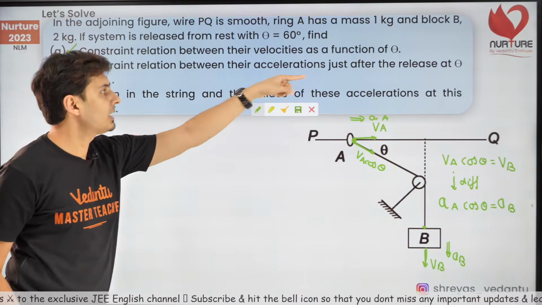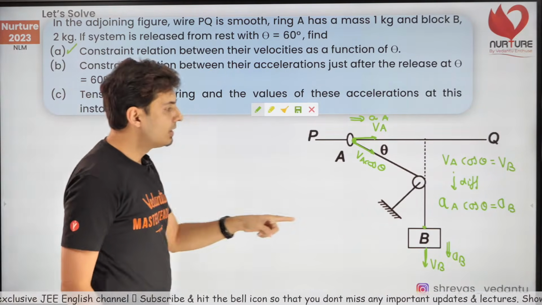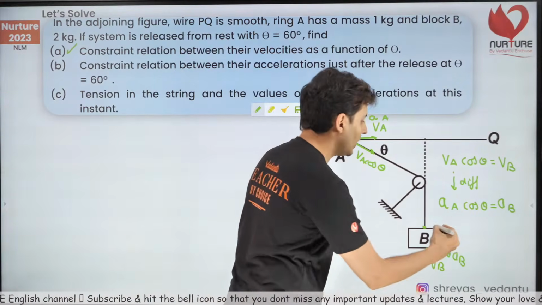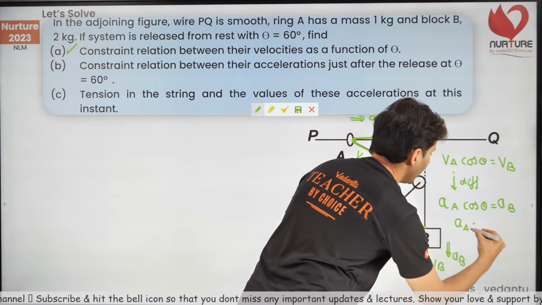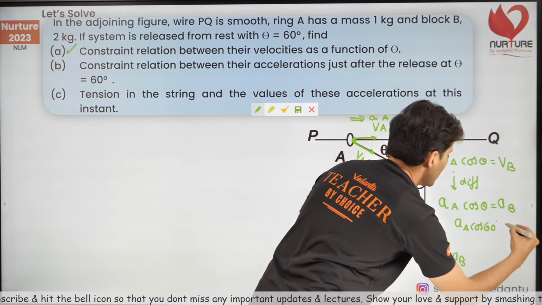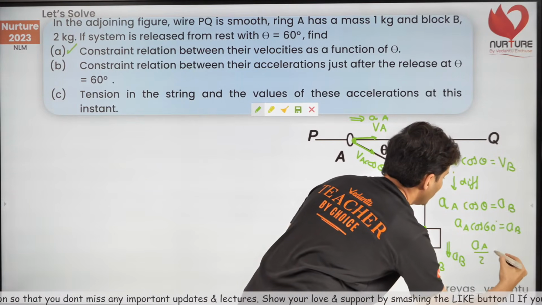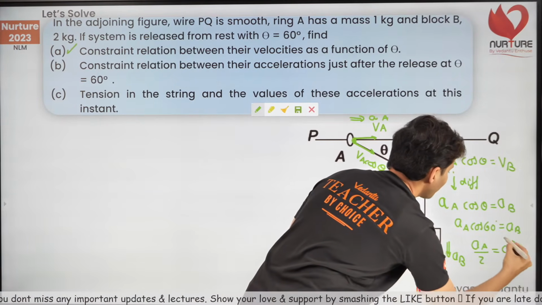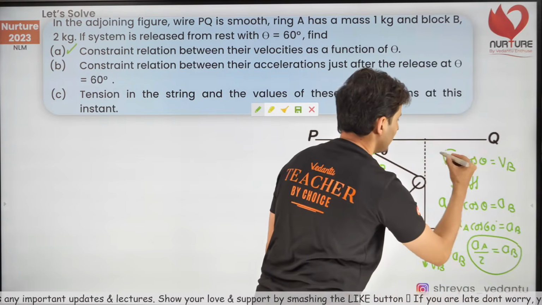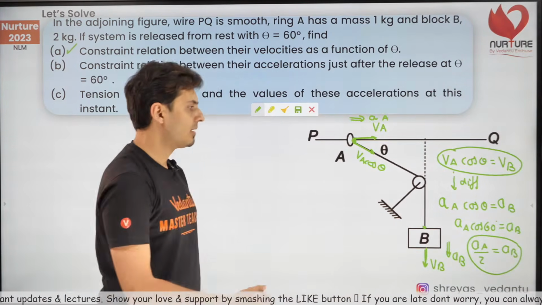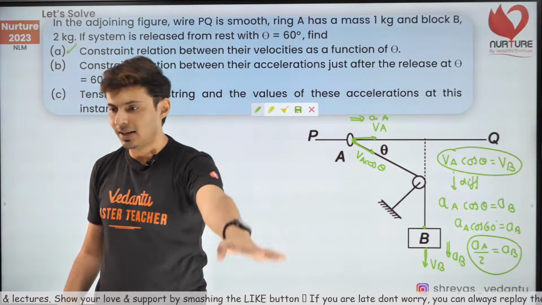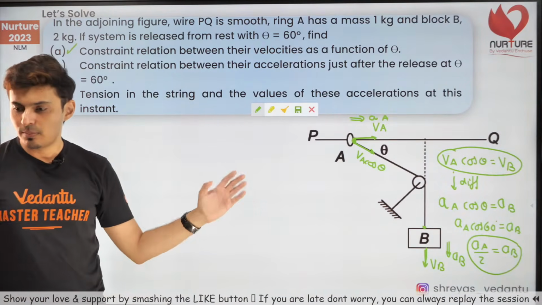Relationship between acceleration when theta is 60. So put theta as 60. So acceleration of A cos 60 is equal to acceleration of B. So acceleration of A by 2 is acceleration of B. So this is one answer. This is my another answer. So two answers I have got. Everybody fine till here?